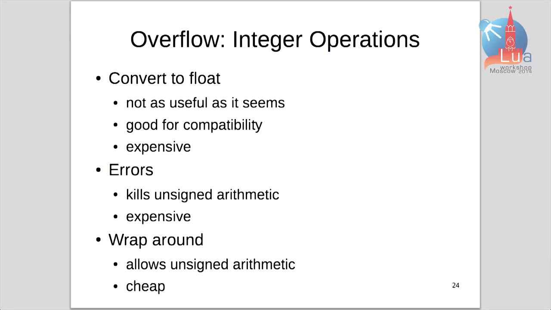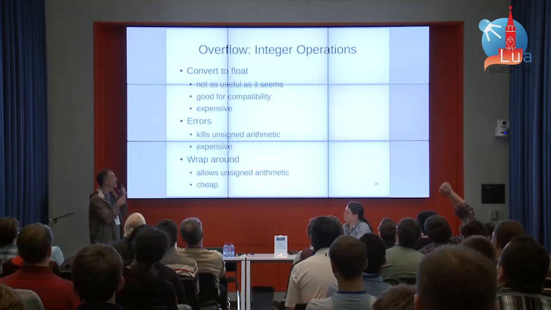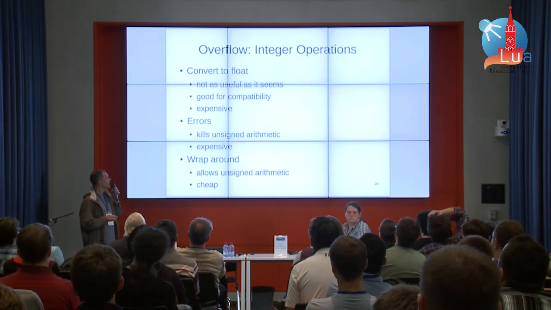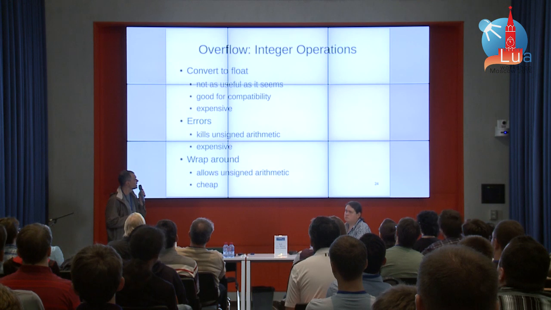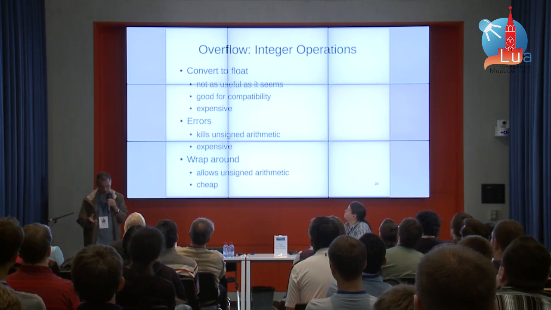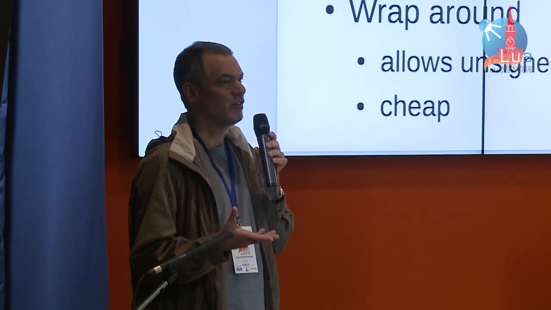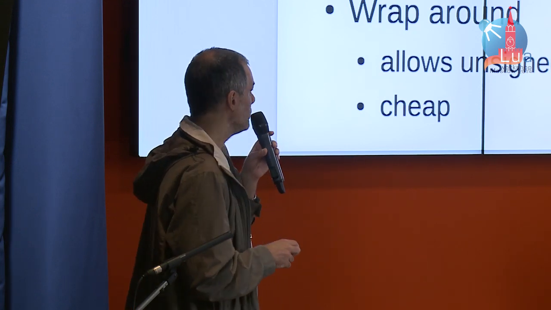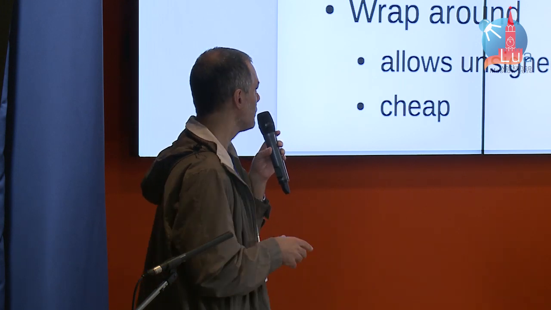And for integer operations, converting to float looks useful, but it's not useful in practice, and it's expensive because you have to check all results for errors. It's also bad for unsigned arithmetic, and again, it's very expensive. It's unbelievable. If you use assembler, it's usually very easy to check for overflows. But to do a real check for overflow in C, following all the rules of standard C, is really hard to implement, or expensive, or both.